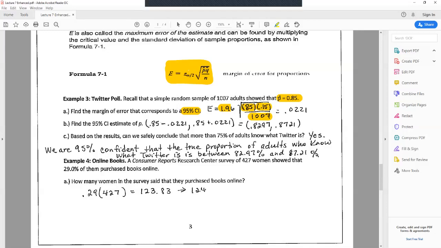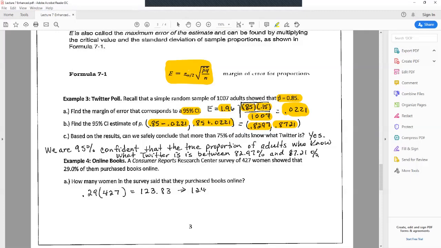That gives us a margin of error of 0.0221. If we take 0.85 and subtract the margin of error, 0.0221, it would give us the lower end of the interval. And if we add 0.0221 to 0.85, that would give us the right side of the interval, 0.8721.